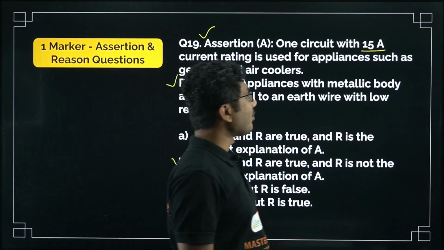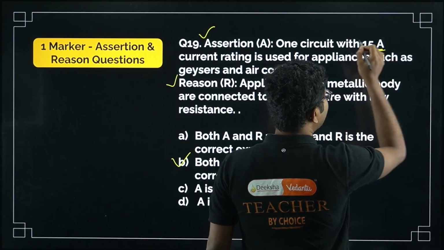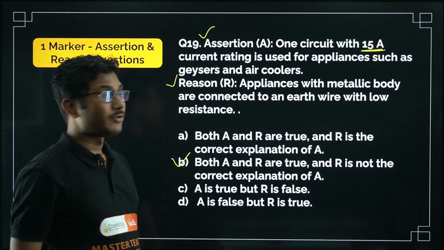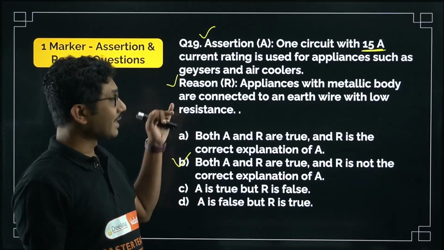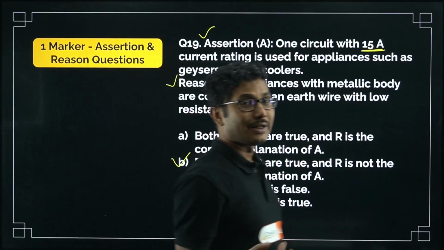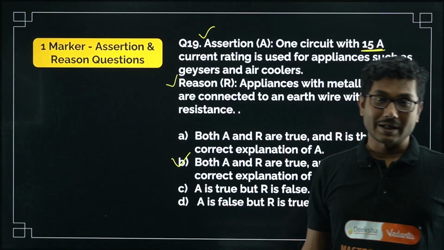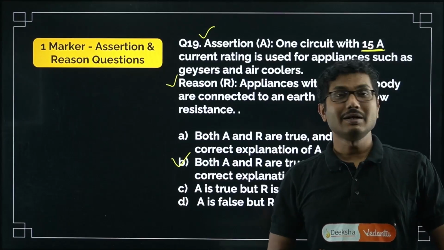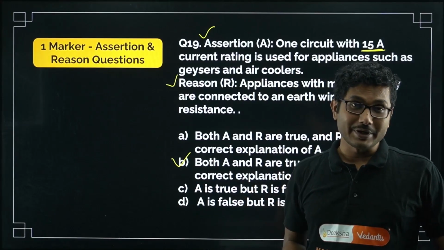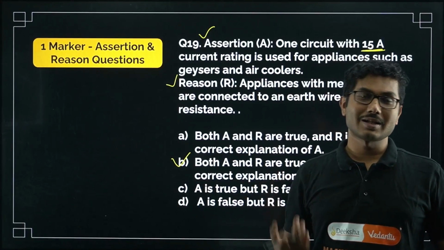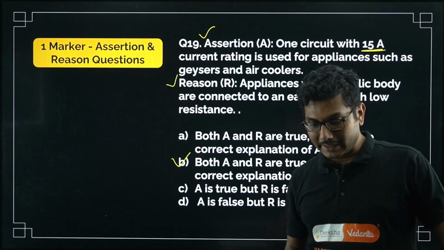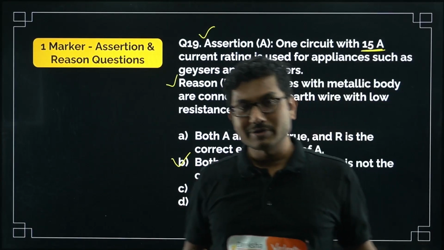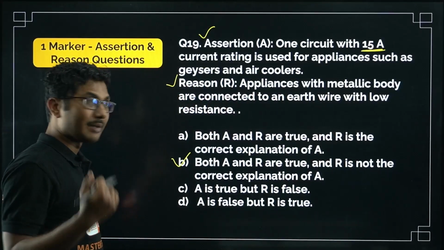Okay, so this is an operational point of view, that they require high current because they require to convert a higher amount of energy. For example, geysers heat up the water. So we know from Joule's law of heating that the energy dissipated is I square R T. So the higher the current, the higher the heat generated. The higher the heat generated, the quicker the water will become hot. So that's why geysers use 15 ampere.